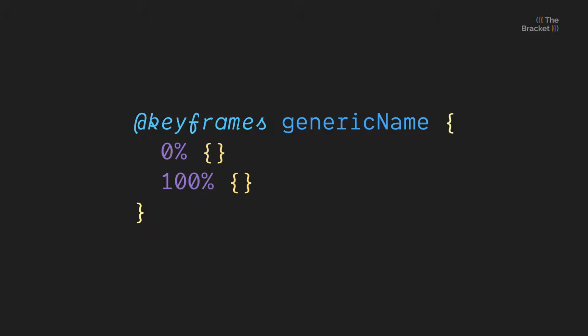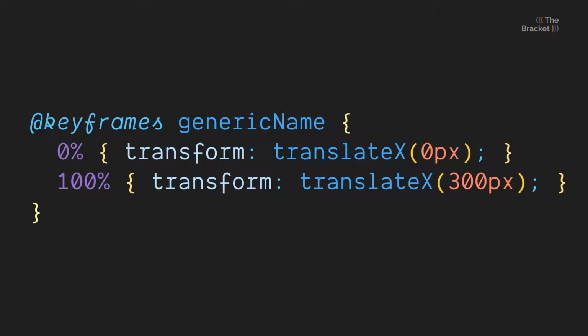And what goes between those curly braces after each keyframe? Any animatable CSS property with its corresponding value. So let's make something simple. We will choose translation. We go from 0 to 300 pixels. Now let's add our keyframes to the animation.